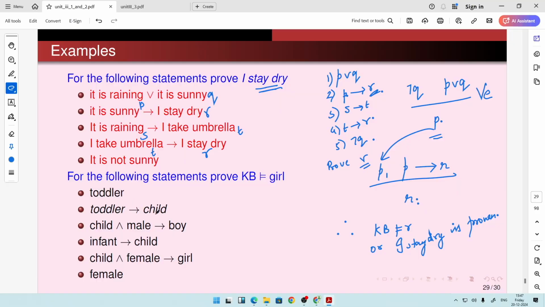Again, take this example: a toddler implies child, and if it is a child and it is a male, then it is a boy. An infant is a child, and a female child is a girl. Can we prove that the knowledge base entails girl? You can use the same formulas and same types of deduction rules that we have and prove that the knowledge base entails girl. You finish off this question also before the next class. We will discuss the answer for this.